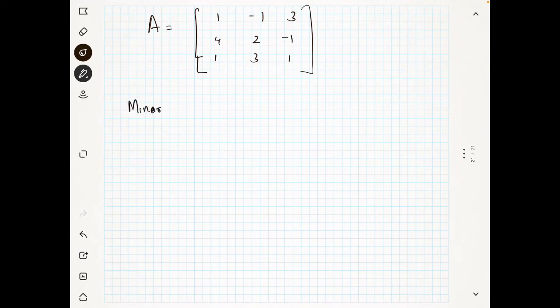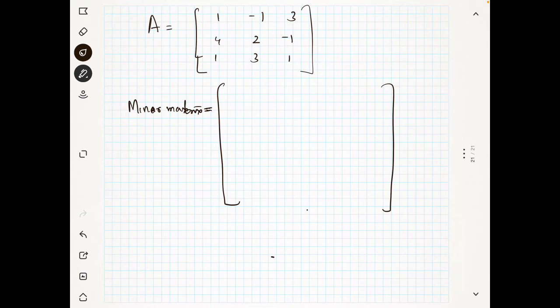Next, I will write the same example here with the A matrix. You know, A is minus 1 and 3, 4, 2, minus 1, 1, 3 and 1. Okay, so this is the A. Now we will find the minor matrix. And the minor matrix I can find like this.